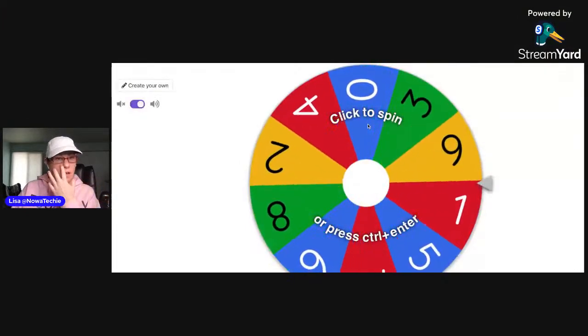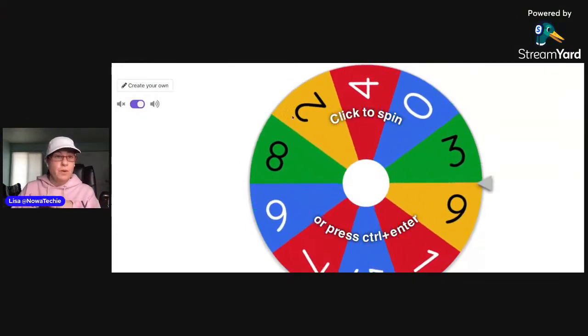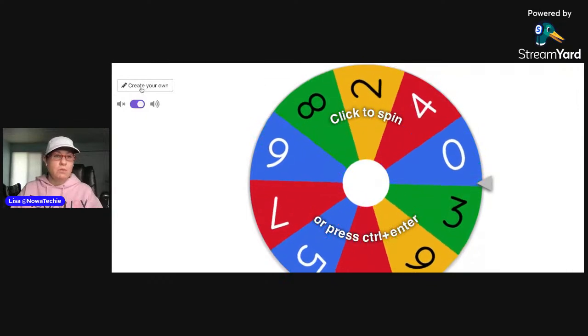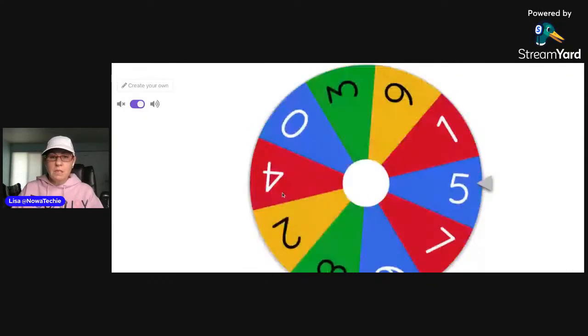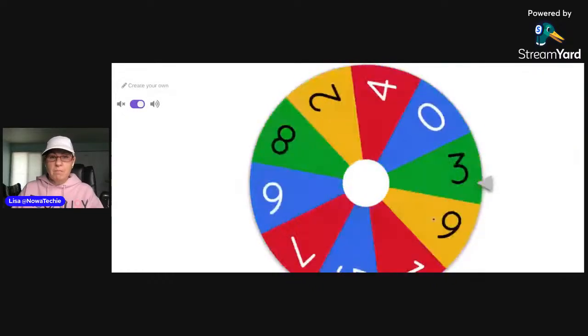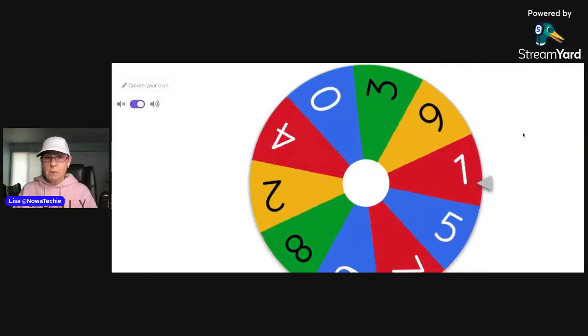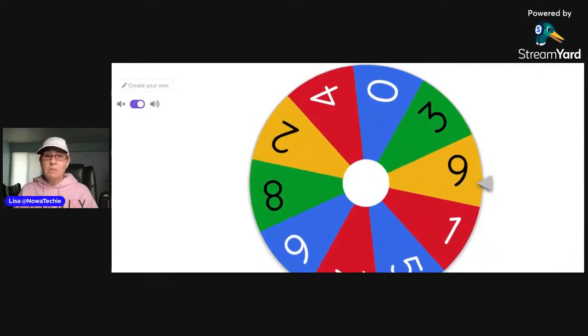I love this. If you haven't used Wheel of Names, do it. It's free. It's totally fantastic. You can always create your own. So I can spin it, I don't have to do anything else. I spin it and the first digit is going to be 9.